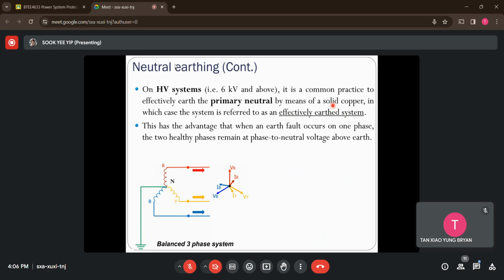Okay, so let's check out these figures here. For example, I have a three-phase transformer, with R phase, or I should say red phase, yellow phase, and blue phase.